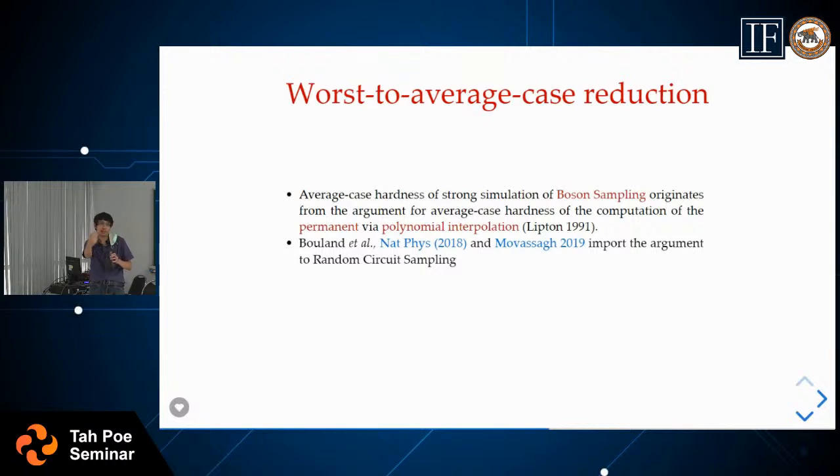Does that make sense? I think the sentence makes sense. Basically, if you can write problem A in the form of problem B, then you can use the solution of B to solve A. So here, worst to average case, average has a specific meaning.